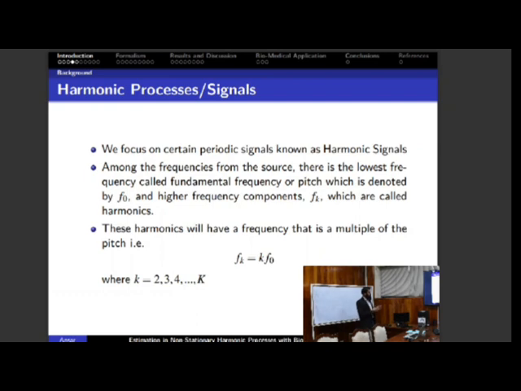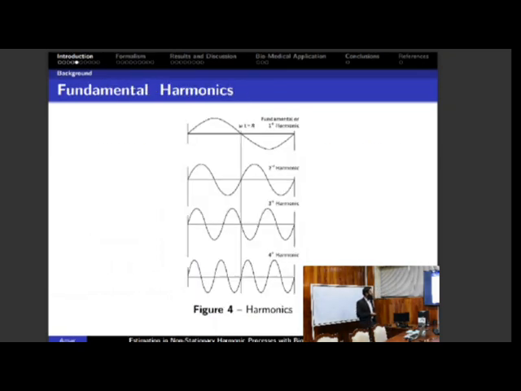Harmonic signals are basically signals in which there are certain frequencies, and among the frequencies there is some lowest frequency which we call the fundamental frequency, known as pitch, which is usually denoted by F0, and there are some higher frequency components usually denoted by Fk, which are called harmonics. The frequencies of the harmonics are integer multiples of the fundamental frequency. K basically denotes the total number of harmonic components.